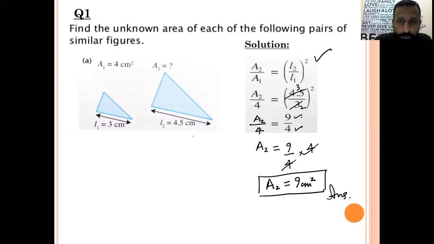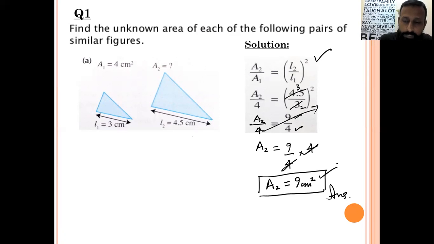In the next step, you can cross multiply this 4 over there, 9 upon 4 multiplied by 4. Now you have 4 in numerator, 4 in denominator. You can cut these out. So you are left with only 9 on the right hand side. Therefore, the unknown area A2 is equal to 9 centimeters square. I hope this makes sense.